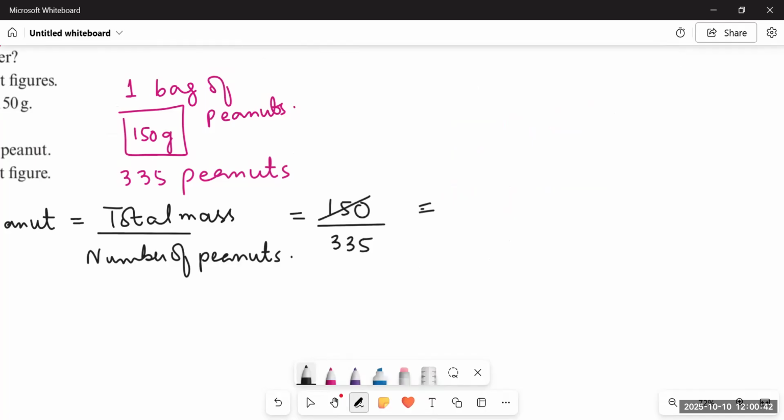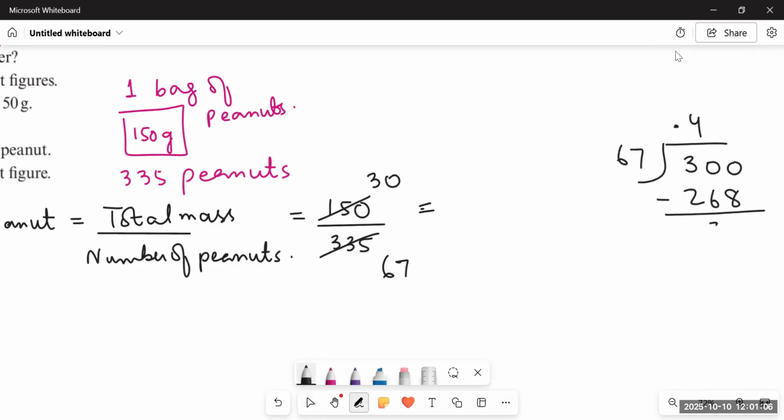5 3s are 15, here comes 0. 5 6s are 30, 5 7s are 35. So it becomes 60 upon 67. And put a decimal over here, and then we will divide it. So 67 multiplied by 4 equals 268. Here comes 32.